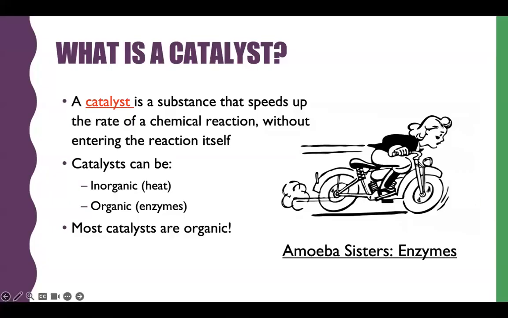Before we get into what enzymes actually are, I want to talk about what a catalyst means. A catalyst is a substance that speeds up the rate of a chemical reaction without actually entering the reaction itself. A catalyst can be in two forms. It can either be inorganic, such as heat, or organic, known as enzymes. Most catalysts that we're going to talk about, and that are in this world, are organic.